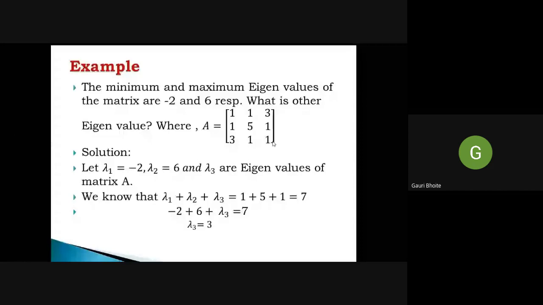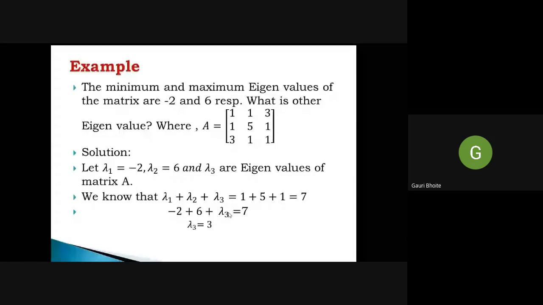Suppose lambda 1, lambda 2, lambda 3 are the 3 eigenvalues. Out of these 3, 2 are given: lambda 1 is -2, lambda 2 is 6. So we have to find lambda 3. But I know that the sum of all eigenvalues lambda 1, lambda 2, lambda 3 is the sum of the diagonal elements a11, a22, a33, which is 1 plus 5 plus 1, so it is 7. So -2 plus 6 plus lambda 3 is 7. Shift all this to the RHS, so lambda 3 is 7 minus 6 plus 2, that is 1 plus 2, it is 3.